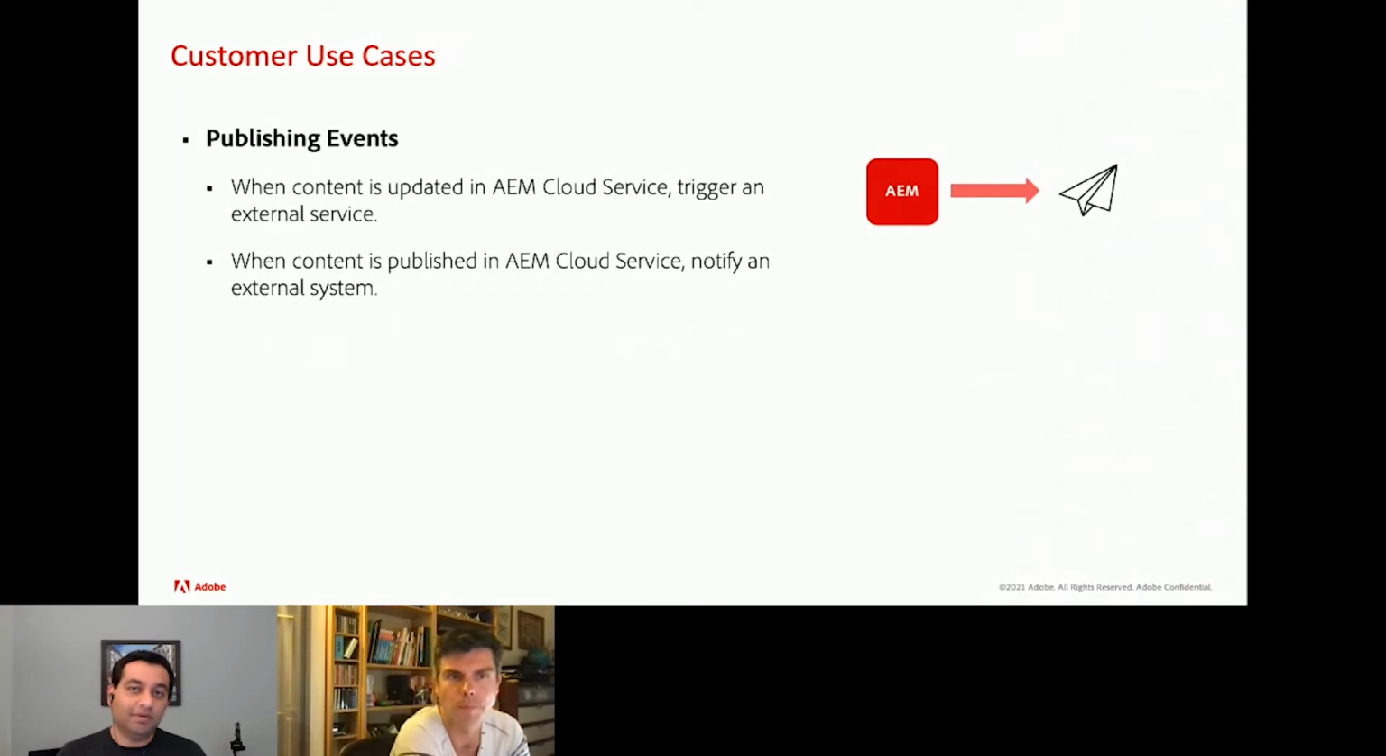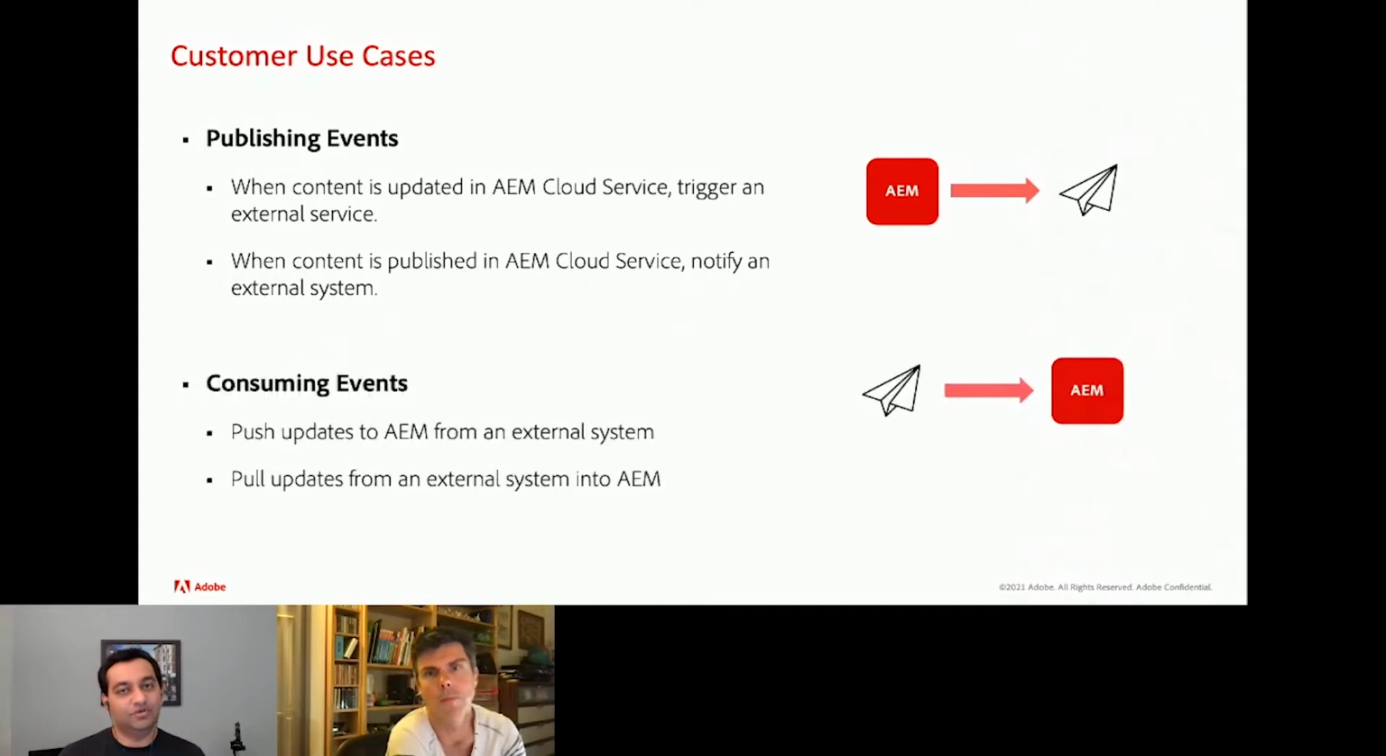The first one is publishing events. So when content gets updated or published in AEM, you want to notify an external system so that it can take some action on it. The second use case is consuming events. So something happens external to AEM, and then you want to drive some business process or a workflow or something like that in AEM based on that activity.